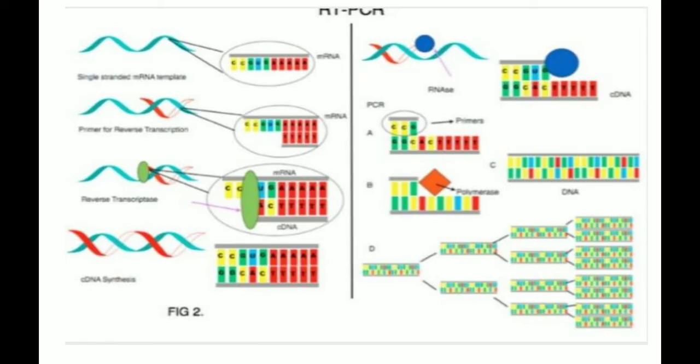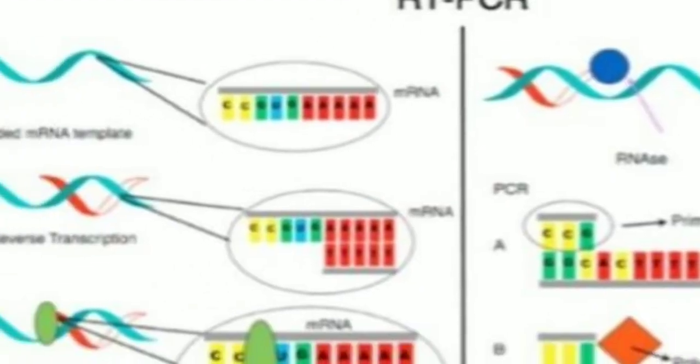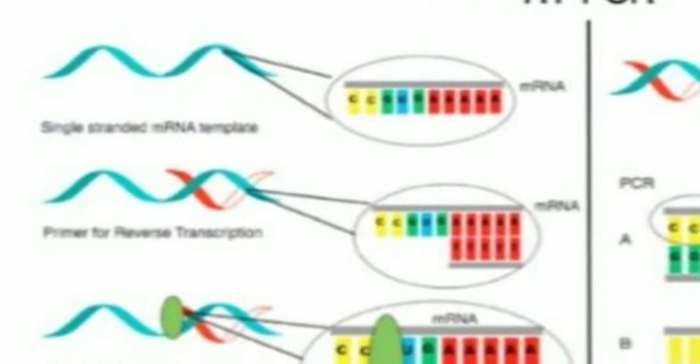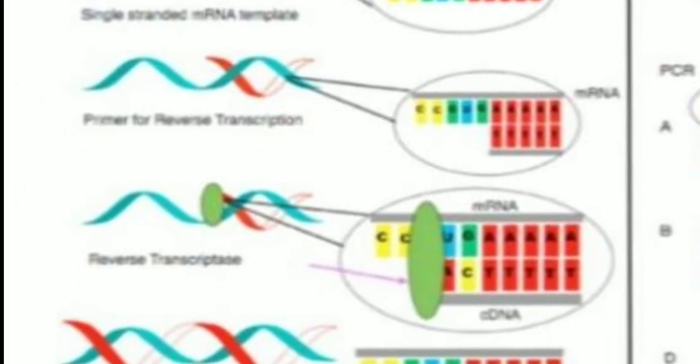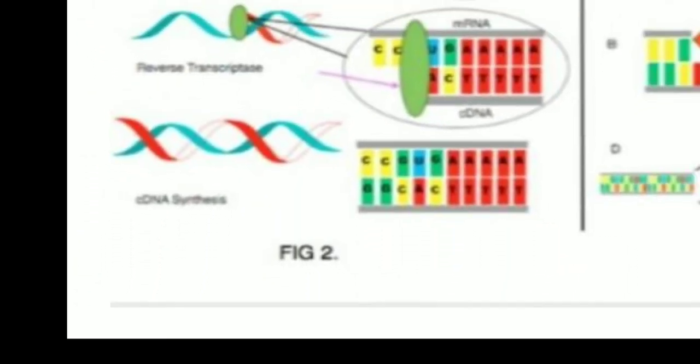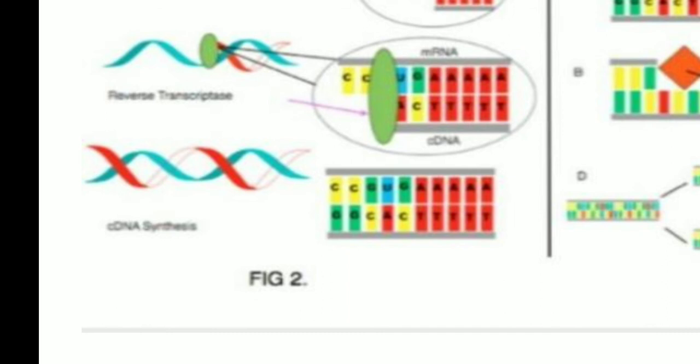So here you can see mRNA, then single stranded mRNA template, and there is a primer for reverse transcriptase enzyme. Okay, so it is used to convert it, right. Then there is a formation of complementary DNA which is further used as a template, means there is a synthesis of complementary DNA, right, figure.